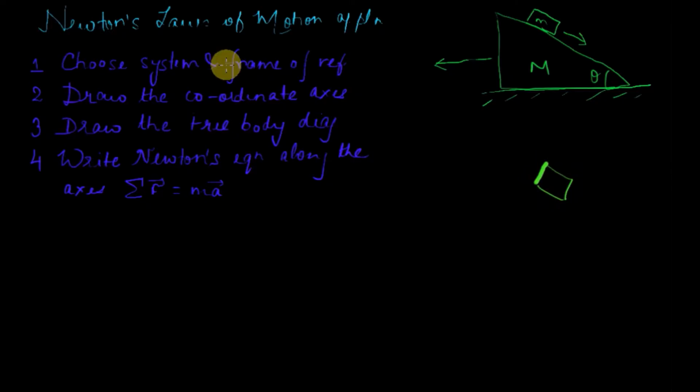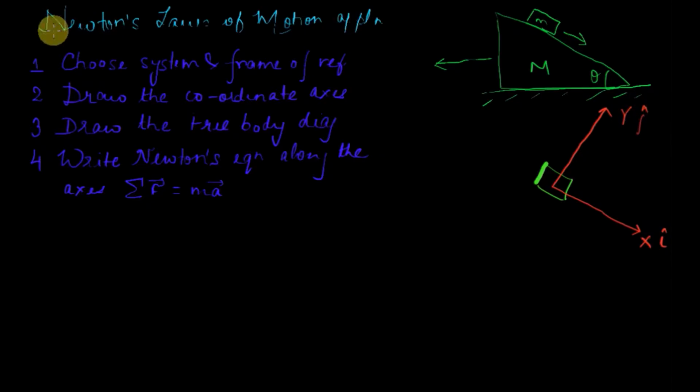The second step is drawing the coordinate axis. Now by the geometry of the problem, I will choose the Cartesian coordinate system, and I will choose the direction of the x-axis parallel to the surface of the prism. So let me denote the x-axis along this direction, and the y-axis will be perpendicular to it, along this direction. The unit vector along the x-axis will be i cap, along the y-axis will be j cap.